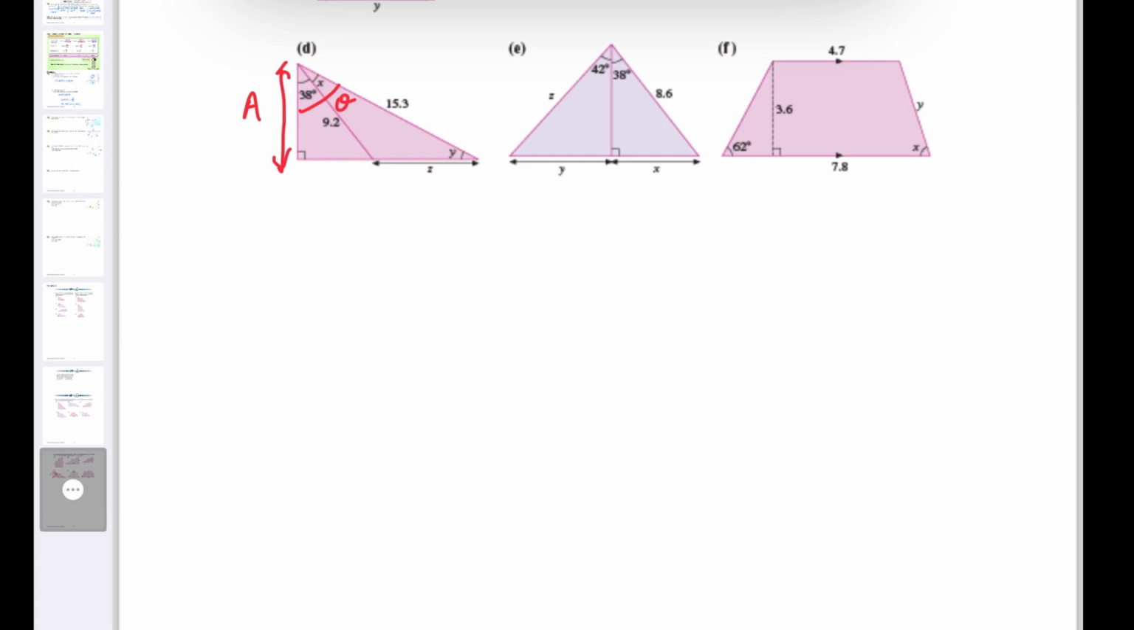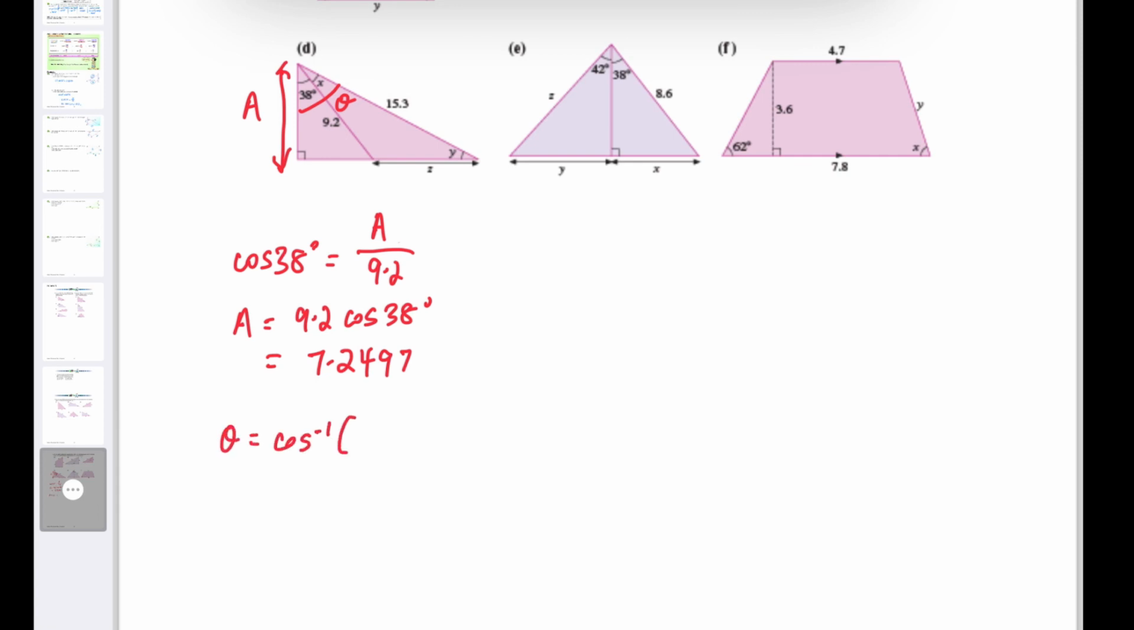So what do I have? Hypotenuse. So cosine 38 degrees equals 9.2 over... A over 9.2. So A equals 9.2 times cosine 38 degrees, which will give me 7.2497. Okay, so A is this amount.